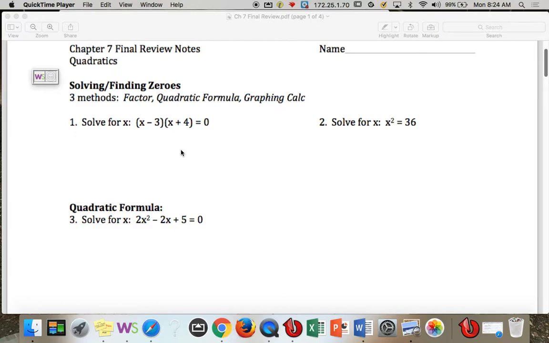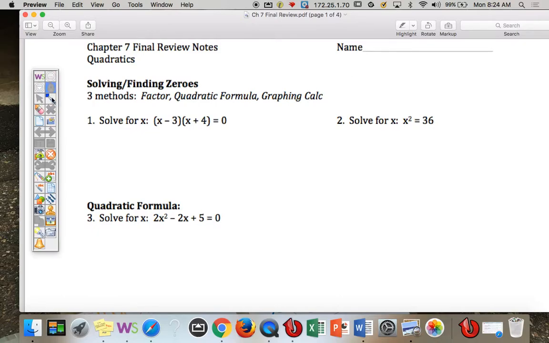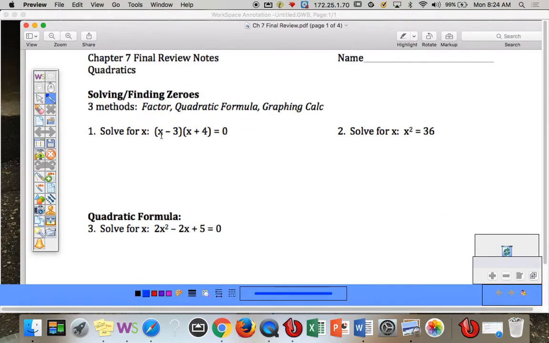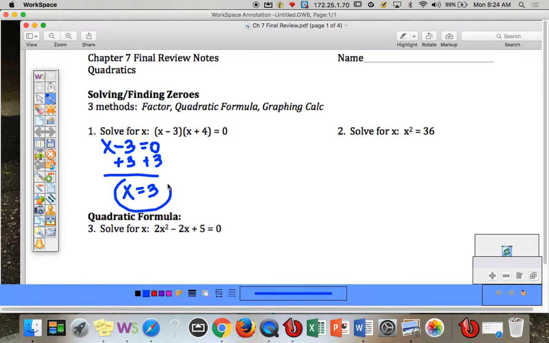So the first one's already factored. You can tell that because you have the parentheses already. And if something's factored, we learned that the factors are the opposite of the zeros. So for the first one, x minus 3, you want to think what makes that equal 0. And we could add 3 to each side. So one of the zeros is at positive 3.